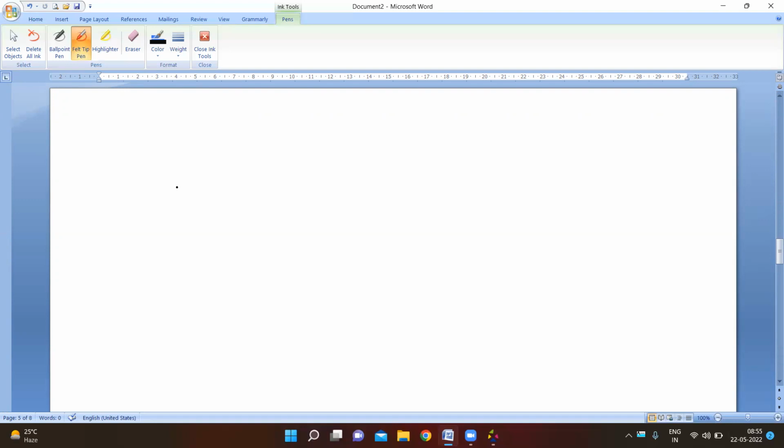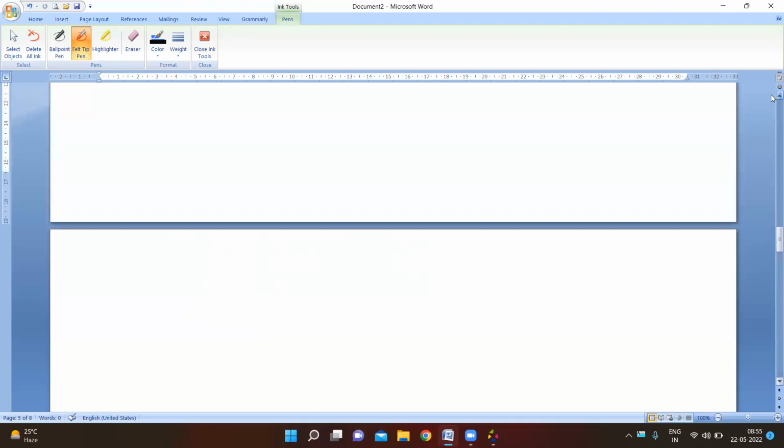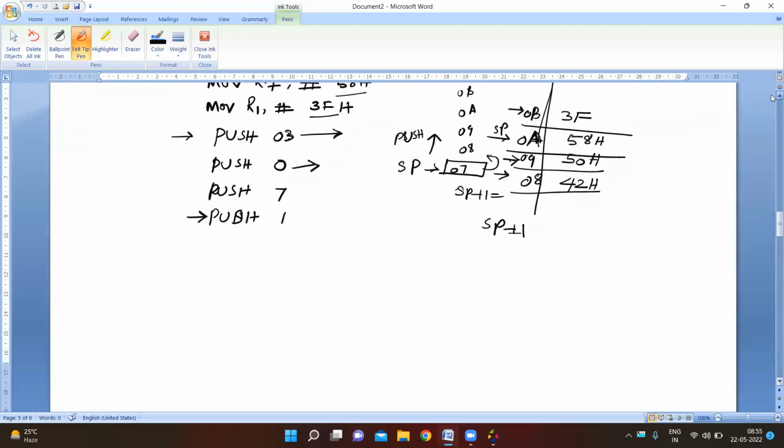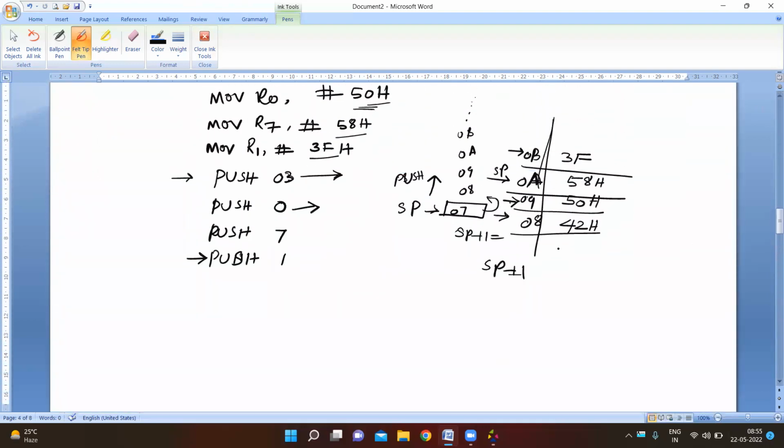See here, what are the contents initially? The initial contents are, I'll take this same program only: 08 is 42, 09 is 50H, 0A is 58H, and 0B is 3FH. How many instructions are there?